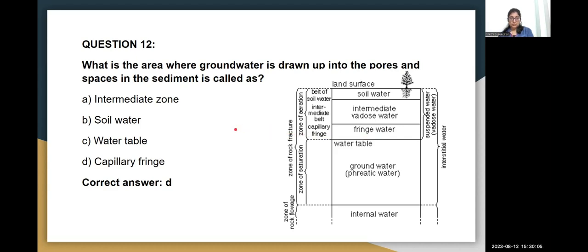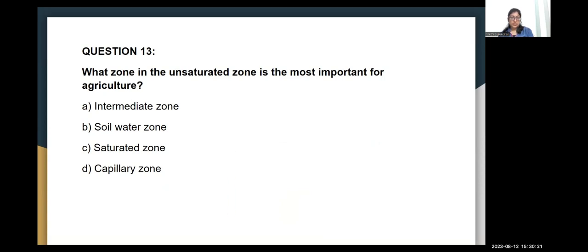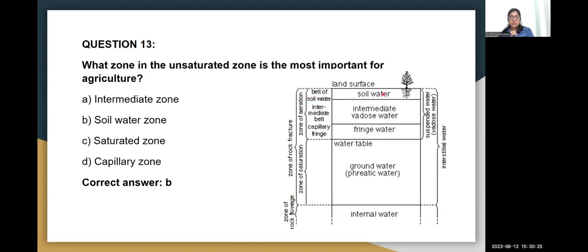Okay, so let's move on to the next question. What zone in the unsaturated zone is the most important for agriculture? Correct, Ganesh. So we again discussed these three zones. Soil water zone is also called the root zone. It is here that almost all the water can be obtained by plants, and hence it is very important to agriculture.